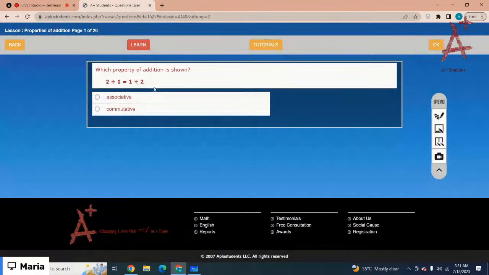Okay, which property of addition is shown? Is it associative or commutative? Which is the correct option? This is the commutative property. You can see just the order of addends is changed. Either you can write 2 plus 1 or 1 plus 2. In both cases, the answer is exactly the same. The answer must be 3. So in the case of addition, order does not matter. It would be the commutative property. Got it?